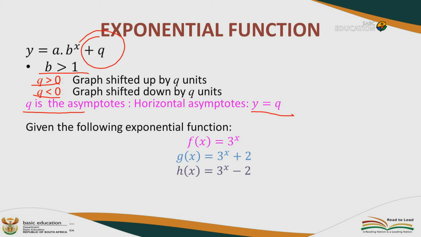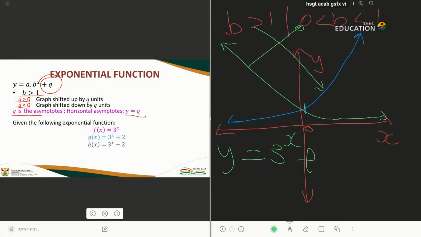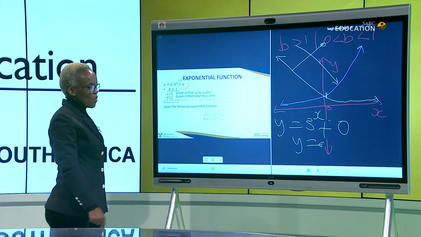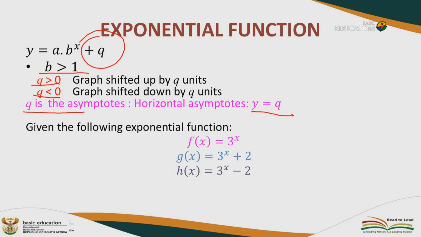Here, remember, our horizontal asymptote was y equals 0, because this graph is the same as y equals 3 exponent x plus 0. That is why the asymptote was y equals 0. Let's look at the following function. When q is greater than 0, shift 2 units upward. When q is less than 0, shift 2 units downward. Here we can see our q is 2 and q is negative 2. So it will shift how many units? 2 units up. How many units? 2 units down.